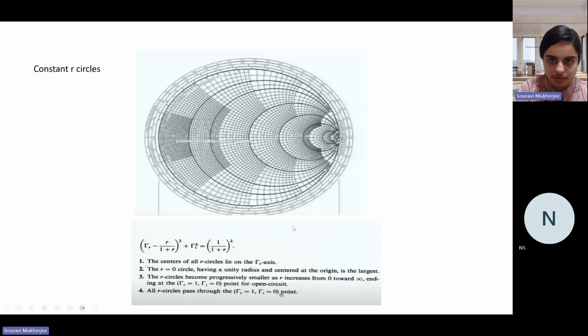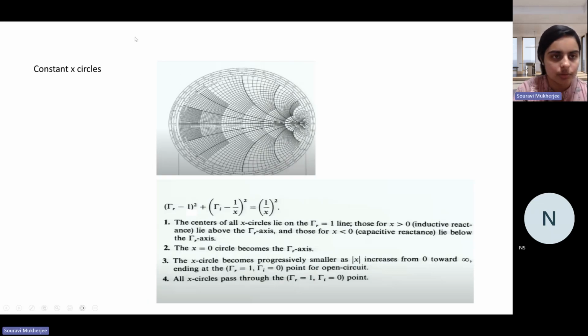So 1 comma 0. So what is 1 comma 0? This is your 1, and then 0. All the circles pass through this point. So these are the characteristics of constant R circles. Along the circumference of each of these circles, your resistance remains constant. And this line is the purely resistive line.